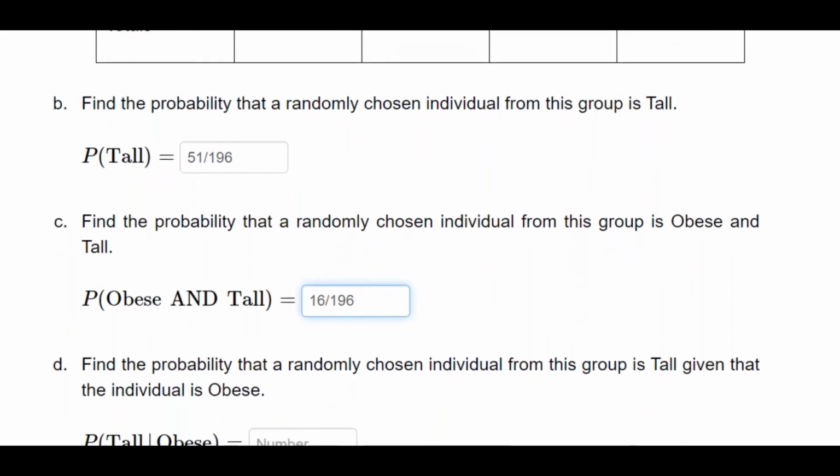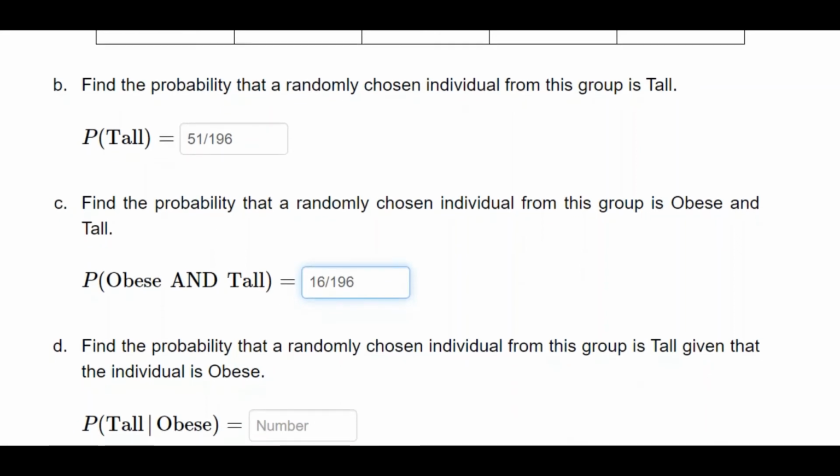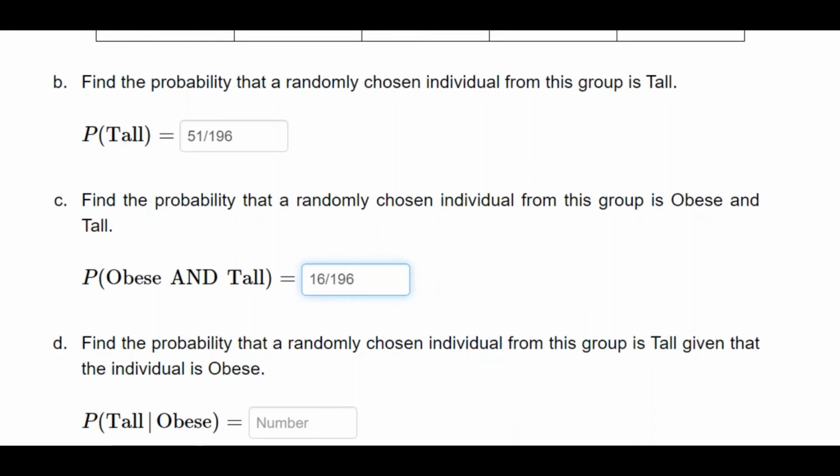And then the probability that a randomly chosen individual from this group is tall, given that the individual is obese. And we know that we have to do some workout for this like before, and this time I am leaving it to you to do the workout. I am just entering the answer for you to verify if your workout is correct.